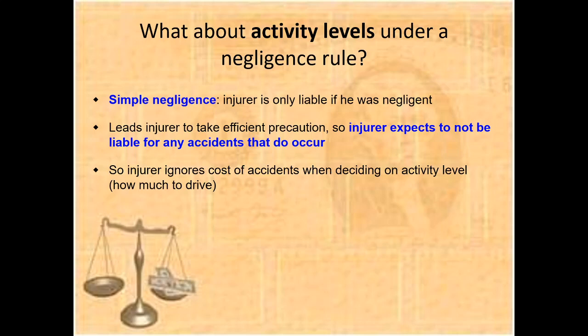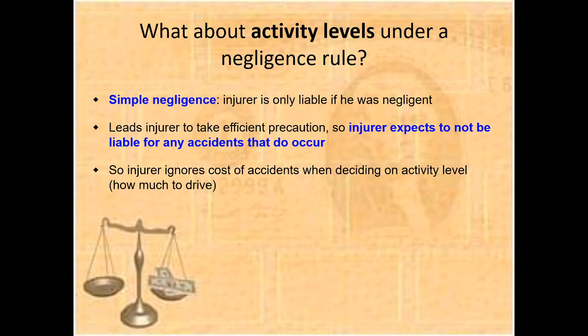So the injurer is only liable if he was negligent. This is what we had talked about. An injurer is liable if and only if he or she is actually negligent, which leads the injurer to take efficient precaution. From the injurer's point of view, it is always better to take an efficient level of care, because that level of care makes the person scot-free. So the injurer expects not to be liable for any accident that does occur in the course of action. Therefore, it is always advisable to take that level of precaution.